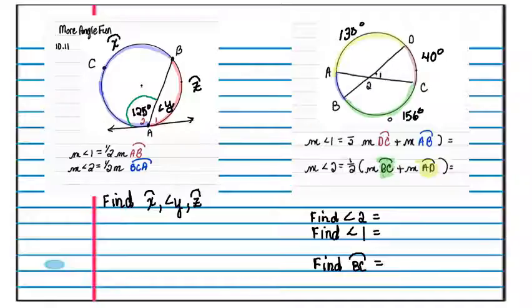Which means it was half as much of arc x. So arc x must equal twice as much, and it's 250 degrees. So if it's 250 degrees and all the degrees in a circle is 360, arc y is 110 degrees, which means angle y is half as much, which would be 55 degrees. Now here's our double checks.